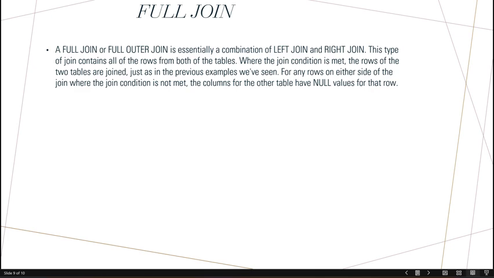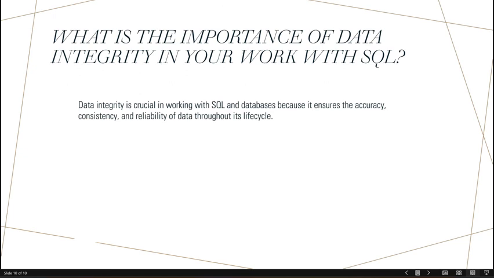Lastly, full join, or full outer join, is essentially a combination of the left and right join. This type joins all the rows from both tables where the join condition is met. The rows of the two tables are joined, just as in the previous examples we've seen, and for any rows on either side of the join where the join condition is not met, the columns for the other table have null values for that row.